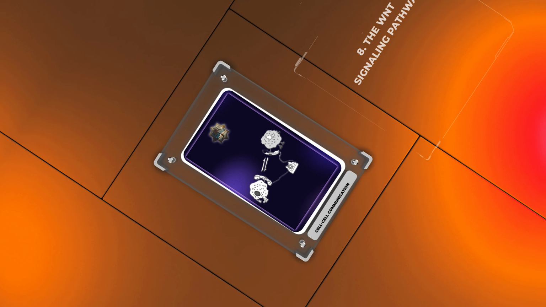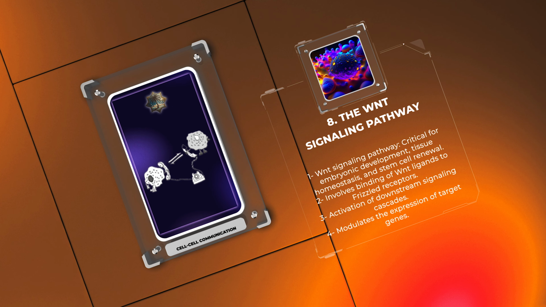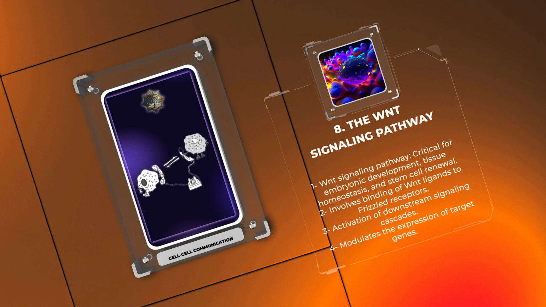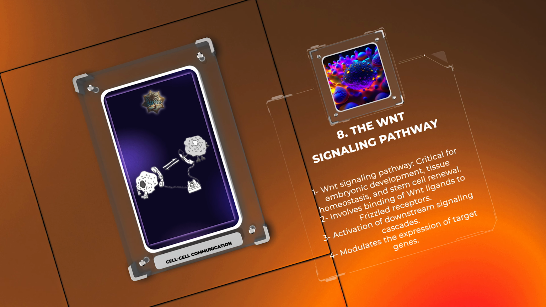The WNT signaling pathway is critical for embryonic development, tissue homeostasis, and stem cell renewal. Dysregulation of this pathway is associated with various developmental disorders and cancer. WNT signaling involves the binding of WNT ligands to frizzled receptors, leading to the activation of downstream signaling cascades. These cascades regulate the levels of beta-catenin, a key component of the pathway, which then translocates to the nucleus and modulates the expression of target genes.